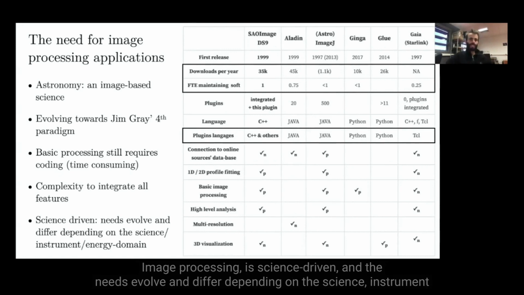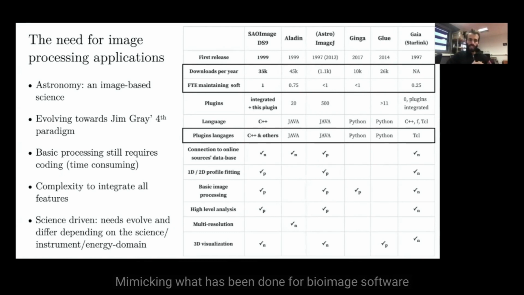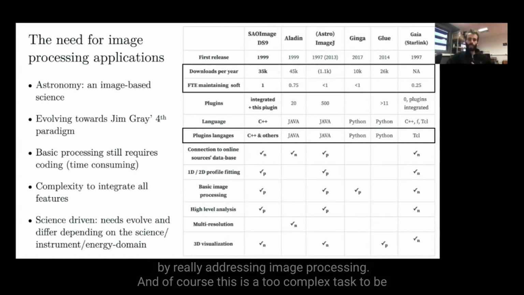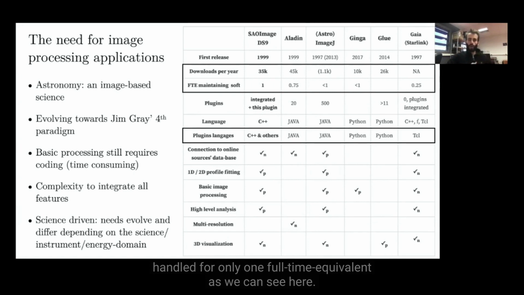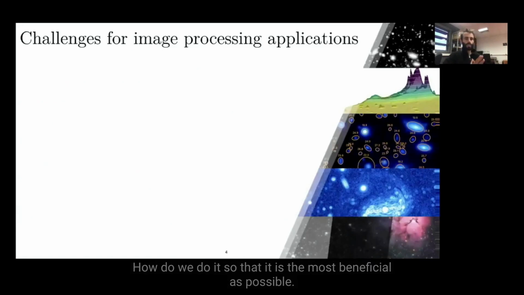So image processing is science-driven, and the needs evolve and differ depending on the science, instrument, and energy domain people work on. And I feel this draws a new challenge for current and future imaging software, which is mimicking what has been done in bioimage software by really addressing image processing. And of course, this is too complex a task to handle for only one full-time equivalent, as we can see here for the different applications. So how do we do it so that it is as beneficial as possible?